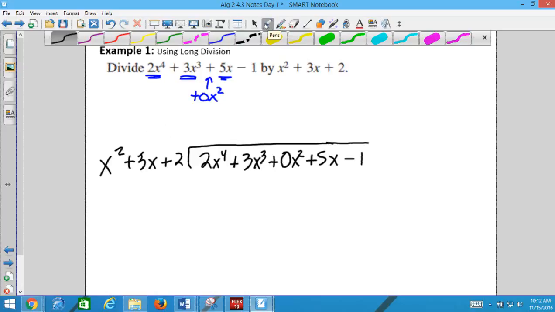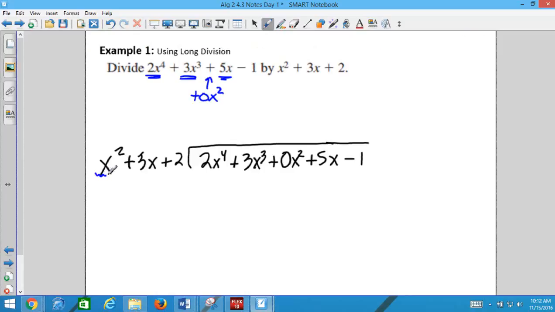All right, we're going to start out kind of the same way, where you're only going to divide first term into first term. Now, looking at it this way, sometimes it's hard for us to divide those. So what I do is I take those two terms and I write them off to the side. I write 2x to the 4th divided by x squared. And I divide them, just like we did for our warm-up today. What do we get when we divide 2x to the 4th divided by x to the 2nd? We get 2x squared. That is going to go right up there.